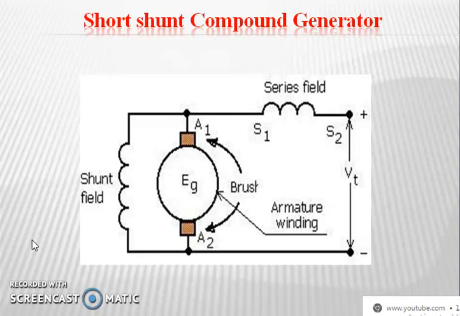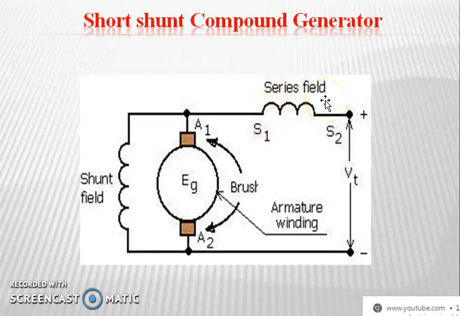In case of the short shunt compound generator, the DC generator connection is as shown. The series field winding is connected in series with the shunt field winding. So here again the armature current is equal to IL plus Ish. Then Ish is equal to (V plus IL into Rse) divided by Rsh. Here in the shunt field winding, the shunt current is V by Rsh, but here, in case of the series field winding, another term along with V, the series field winding, is also connected. So we need to consider the voltage drop across this.